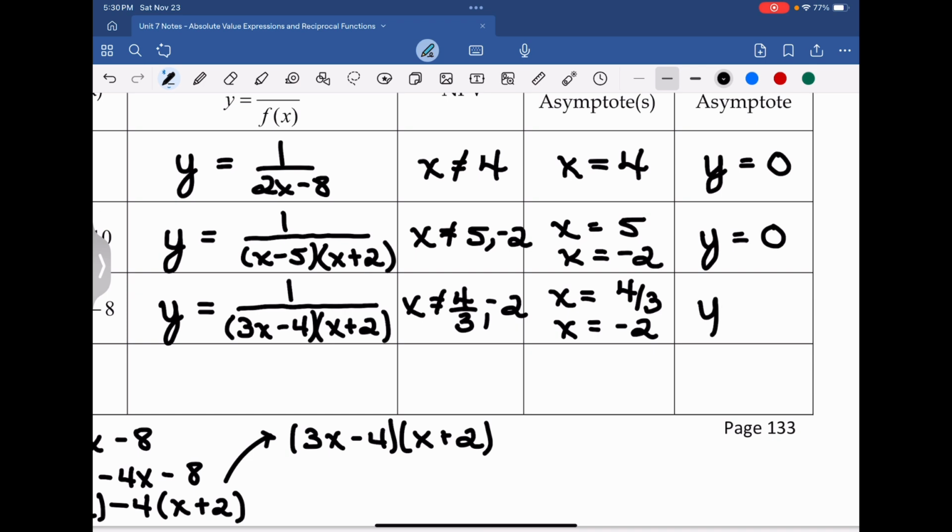And then in terms of the horizontal asymptote, again, we're going to write y equals 0, because no matter how close our x values get to 0, or no matter how far they get away to positive or negative infinity, the value of that reciprocal will never be 0. And so we're never actually going to touch this line. It's not possible for us.